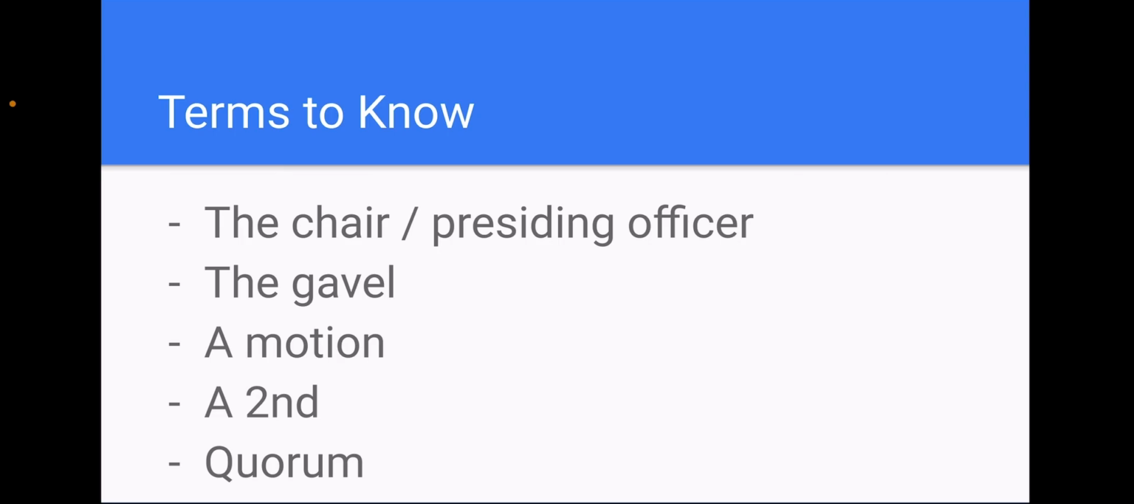A motion, I would also hope you know what a motion is. Basically just a new item of business that the assembly is going to discuss, like someone would say, I move to, and then take an action. A second, also hope you know what it is. Literally, it's just after someone makes a motion, someone has to say, I second the motion, or just second, for the motion to continue. And quorum is the minimum amount of members needed to conduct business and vote on things.